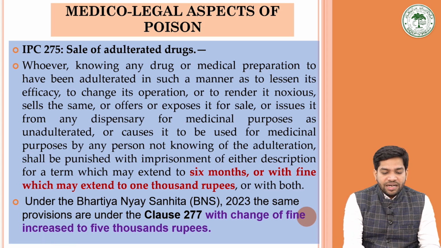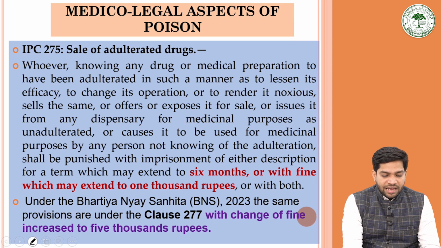Further, the sale of adulterated drug. Sale of the same adulterated drug is punishable with 6 months or with fine which may extend to 1000 rupees. So under the BNS, this is included in clause 277 with only an increased fine of 5000 rupees.